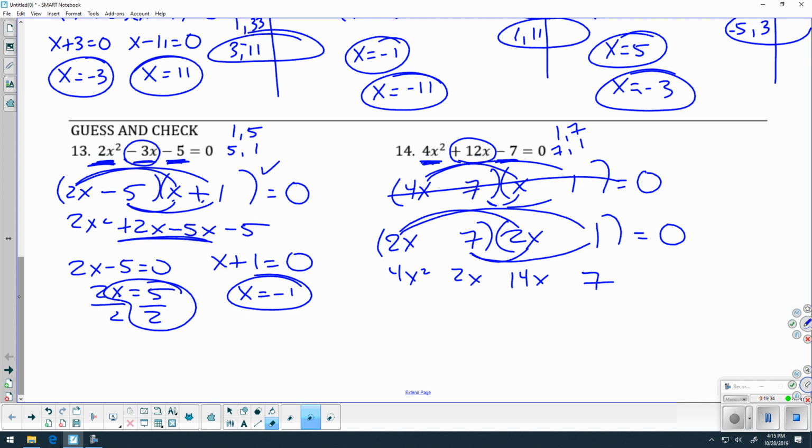Well, I want positive 12x. So how do I get positive 12x out of that? Well, I'd have to have a negative 2x and positive 14x, right? So how do I get negative 2x and positive 14x? Which one's positive, which one's negative? Well, we did 2x and 2x times 1, so this would have to be negative 1 to make that negative 2x, and then positive 7 to make this positive 14x. And again, the 7 times negative 1 makes that negative 7 like we want.